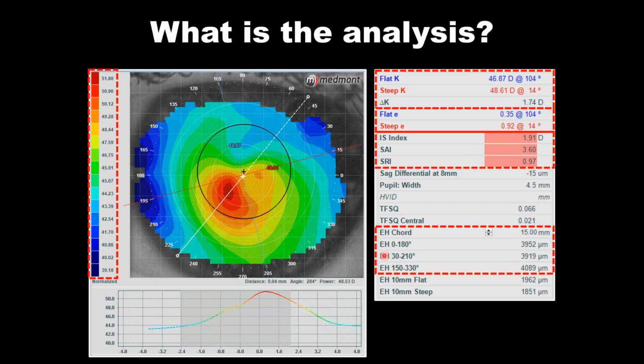So Medmont is giving you an EH, estimated height, to a diameter of 15 millimeters. And it's telling us that the sagittal depth of the eye across these three axes is around 4,000 microns. So that helps me to understand which scleral lens we should pull out of the set. And a normal sagittal depth at a 15 millimeter chord is 3,750 microns. So normal corneal height to a 15 millimeter chord, 3,750. This eye is 250 microns higher than the norm.